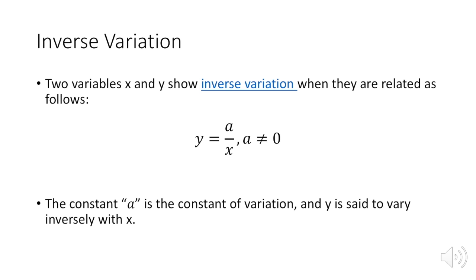So, inverse variations. Two variables x and y show inverse variation when they are related as follows: y equals a over x, and a cannot equal 0. The constant a is the constant of variation, and y is said to vary inversely with x. And these equations are pretty simple. You just have to follow the equation given and just input the points or find whatever you need to find.